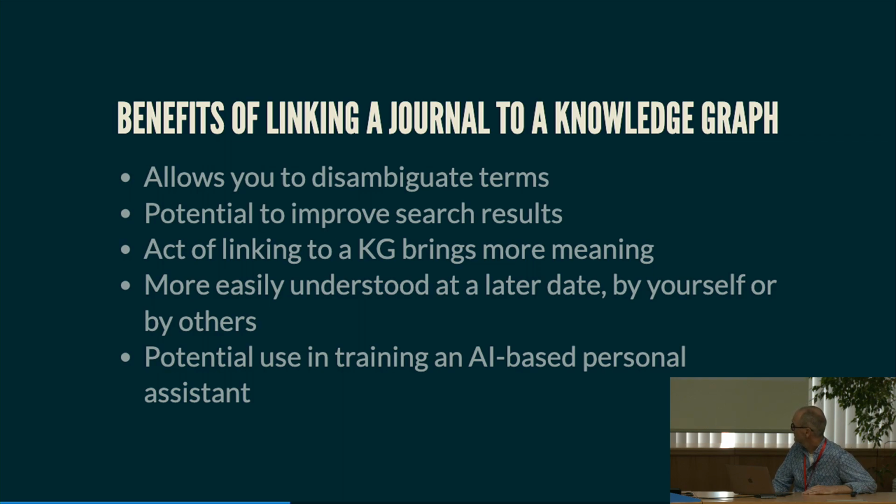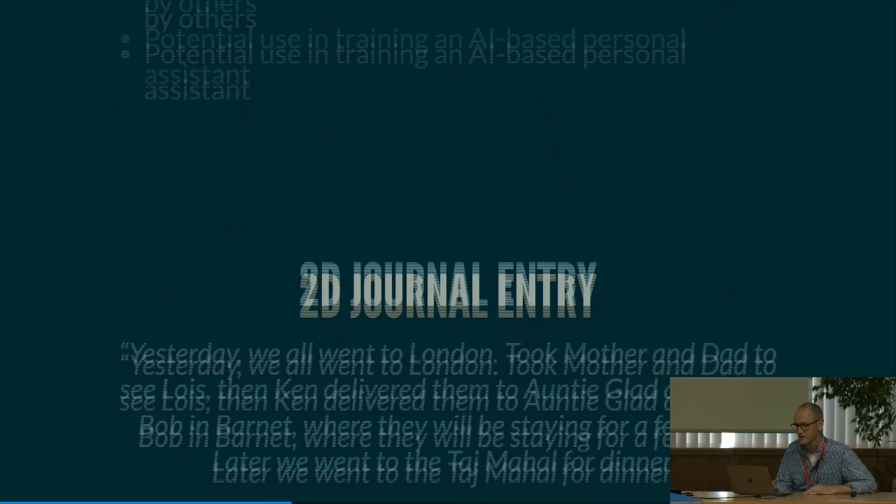And also in future, if you keep a journal and put entities in, link it to a knowledge graph, then potentially you might be able to access an AI-based personal assistant. We all know now that AIs work better if they have access to structured data, such as XML, or to RDF data. It tends to give less hallucinations and more accurate results.